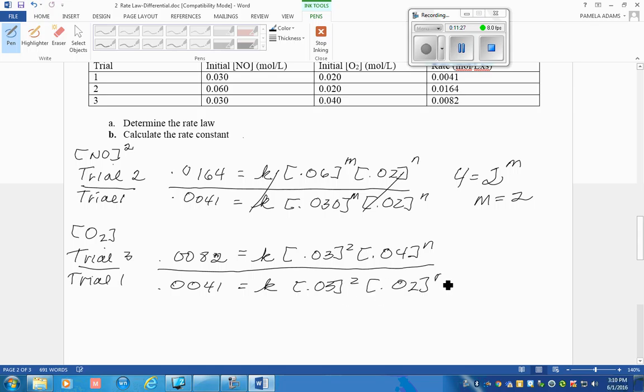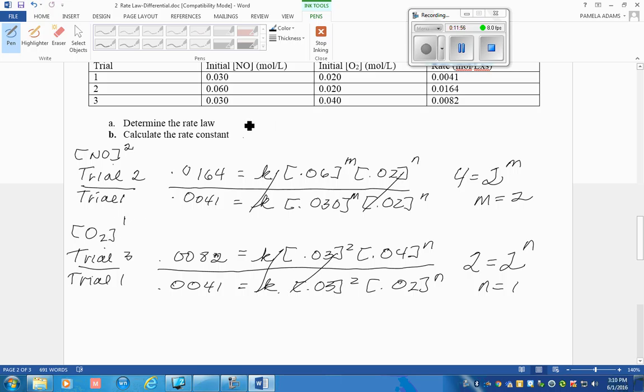these values. This will drop out, this will drop out, this number divided by that number is 2. 0.04 divided by 0.02 is 2. So the order of O2 is n. 2 raised to the first power is equal to 2, so the order of O2 is 1.